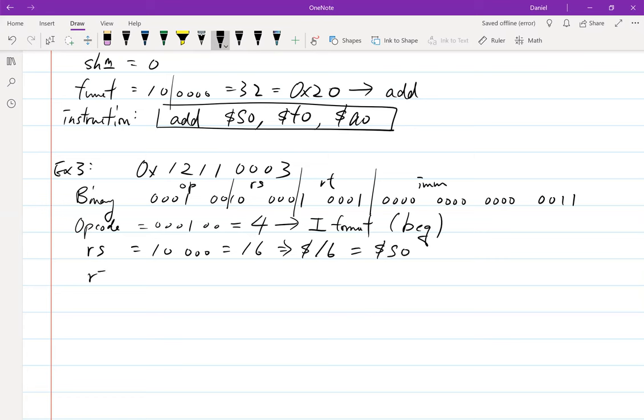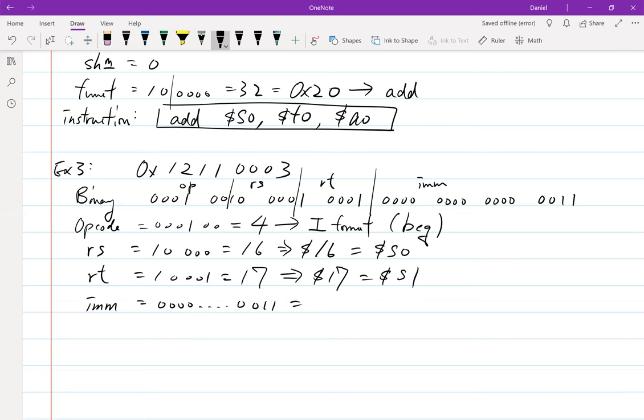Right? And RT is 10001. So just one more than 16, right? Because the last one was 10000. So I have 17. I have register 17, which is S1. So it's just incrementing the register name. Okay, what about the immediate? 0000 all the way. Oops, you stopped at that. 0011. Right, so very easily convert that into 3. So that's all you have, right?